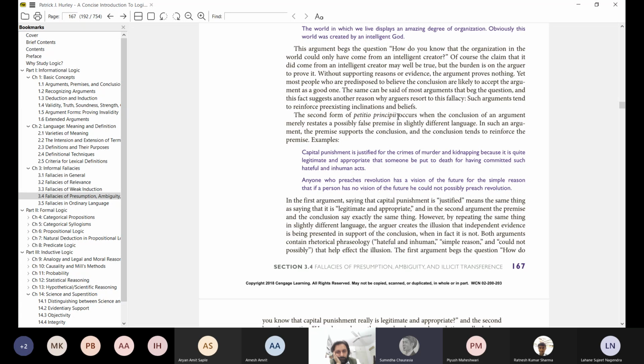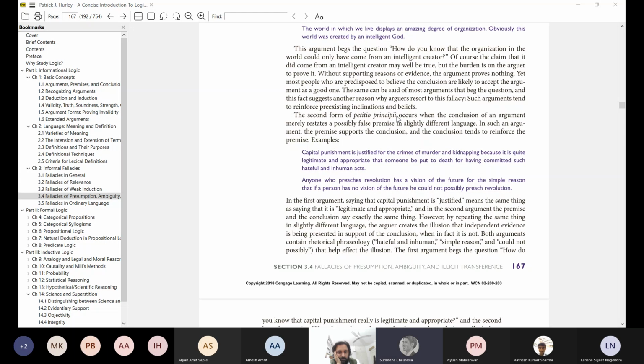Well, that's just a reframing. The actual question it begs is whether it is actually legitimate and appropriate that someone should be put to death for having committed such hateful and inhuman acts, and the conclusion that capital punishment is justified is the same thing. Well, what's wrong with it being the same thing? Because, by the way, one question to ask is, is it a valid argument?